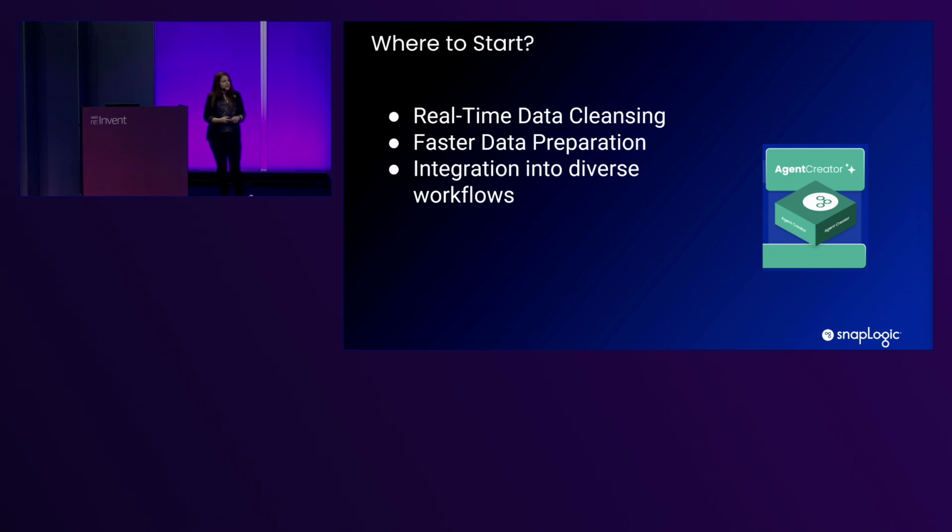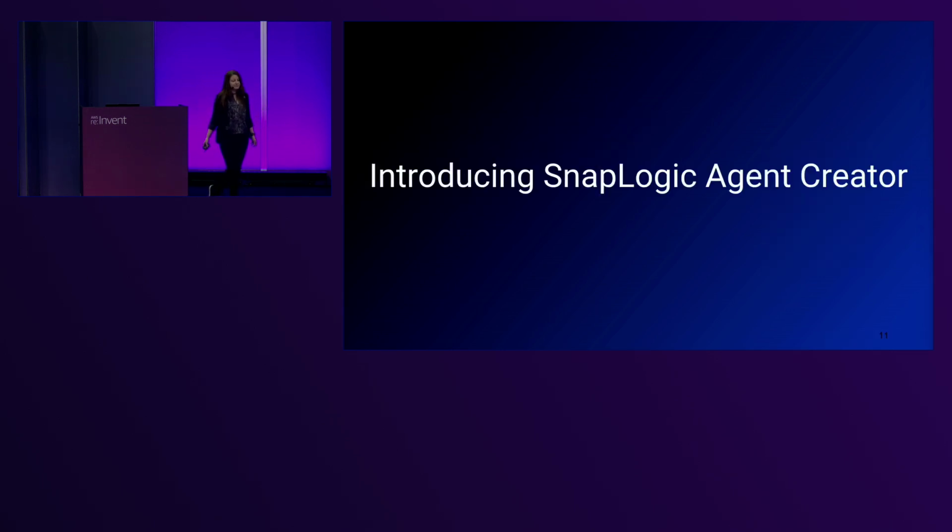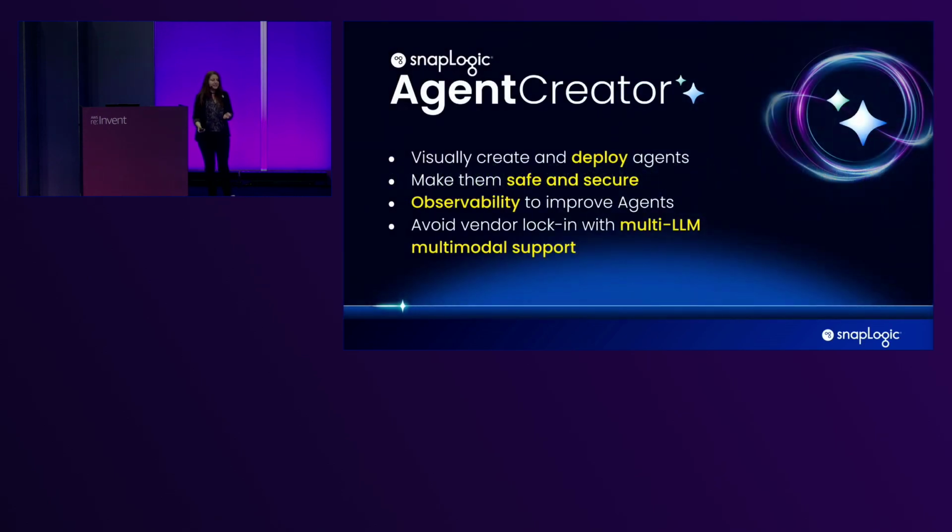So we're going to start with real-time data cleansing. So not waiting and trying to address the mountain. Faster data preparation and integration into all of your diverse workflows. And I'm going to start by introducing SnapLogic's Agent Creator. Now, Agent Creator allows you to visually create and deploy agents. It makes them safe and secure. It adds observability to improve your agents. And it avoids being locked into a specific architecture and having to completely redesign if you change, say, a vector database halfway through.